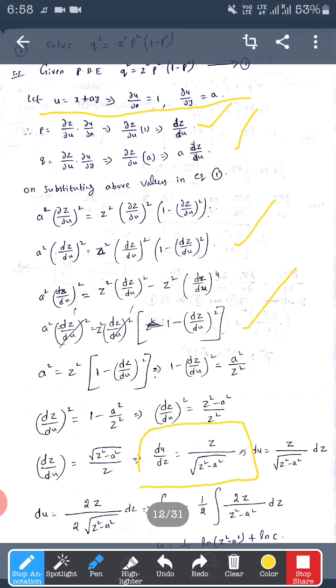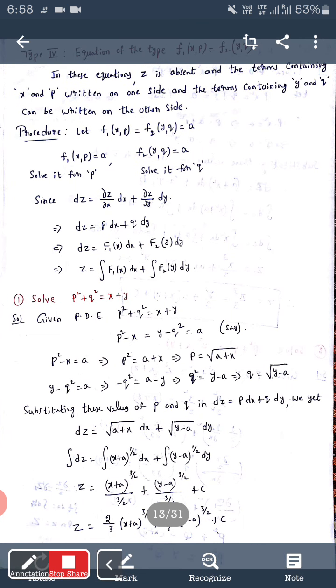Integral du by dz is equal to z by square root of (z square plus z square minus a square), and du is equal to z by square root of (z square minus a square) dz. After integrating this, here also on the right hand side we have f dash of z by f of z. Therefore, integral u is equal to 1 by 2 into log (z square minus a square) plus log c. So these are all about type 3 equations.